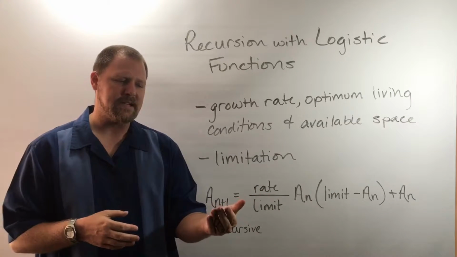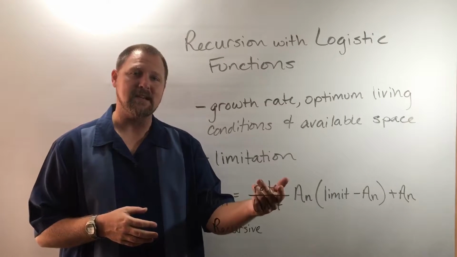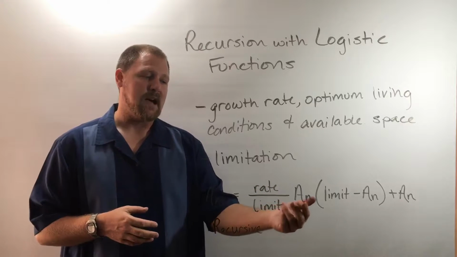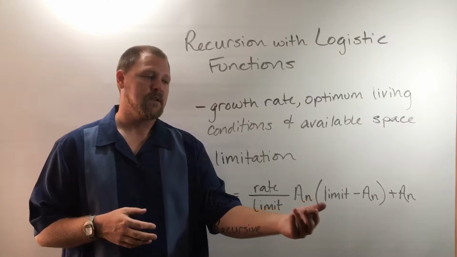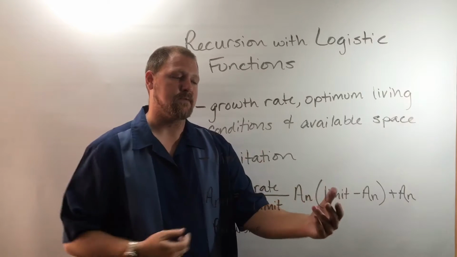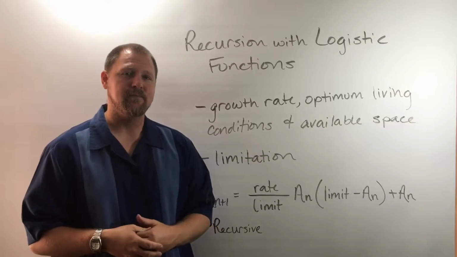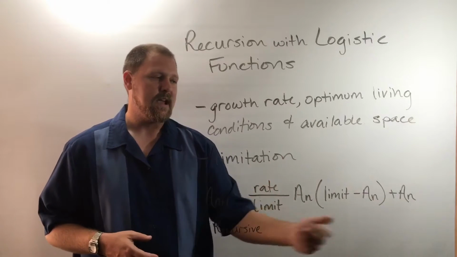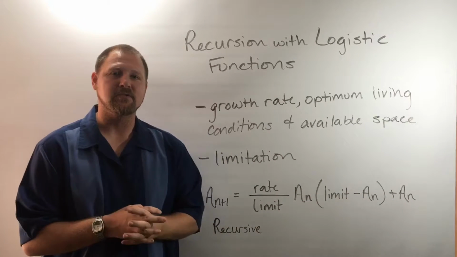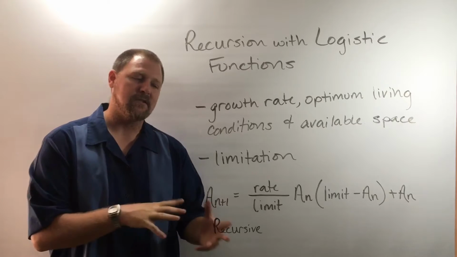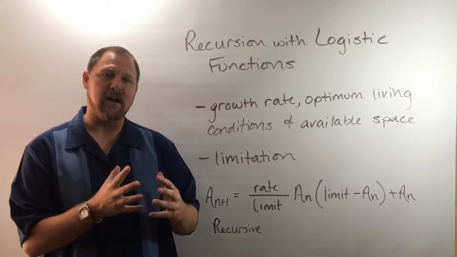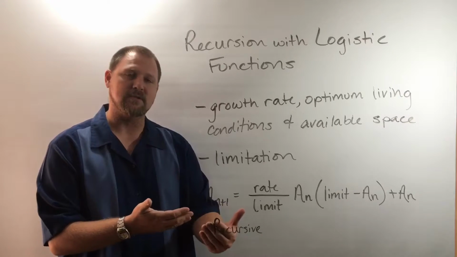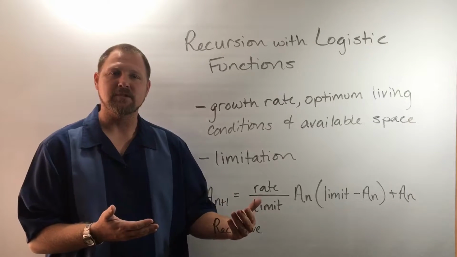But the recursive rule, the next term requires the growth rate as a decimal divided by the limit times the previous term times the difference of the limit and that previous term. And then we have to take this, which is called the difference equation, and add it back to that original term that we began with. So here in just a second, we'll take a scenario and I'll show you how to operate this recursive rule for a couple years' growth.